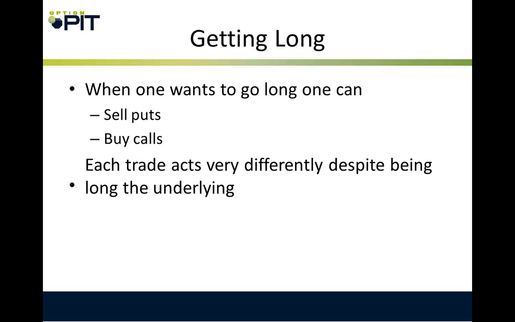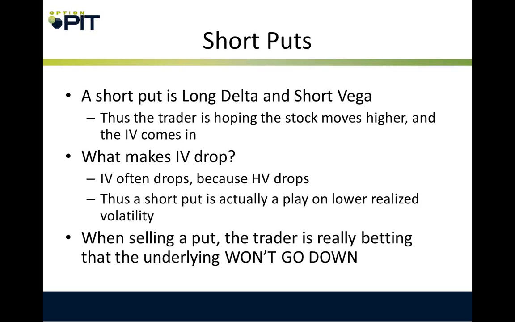So let's talk about short puts. A short put is long delta and short vega. Vega is an option's sensitivity to changes in implied volatility. Thus a trader is hoping the stock moves higher and the implied volatility comes in.